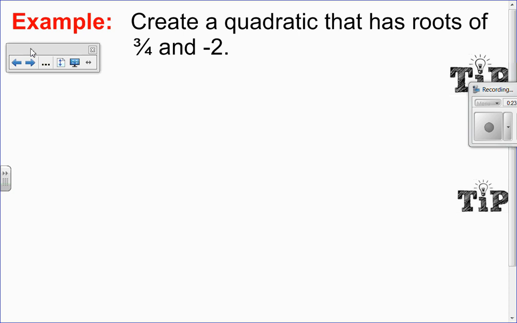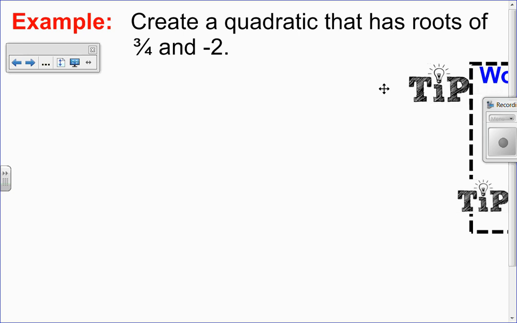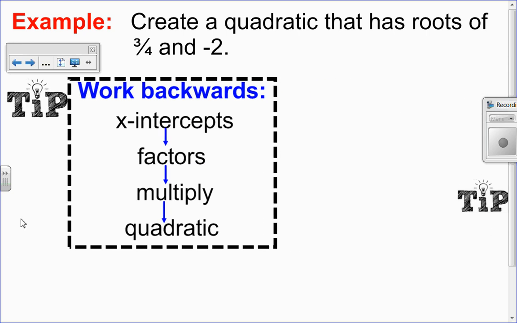Okay, so over here I want to look at how we create a quadratic that has roots of 3/2 and negative 2. What that really means is I'm starting with my solution and working backwards to find the quadratic. So we're going to do exactly that. We're going to start with our x-intercepts. I'll do this one at a time. I'm going to start with negative 2 first.